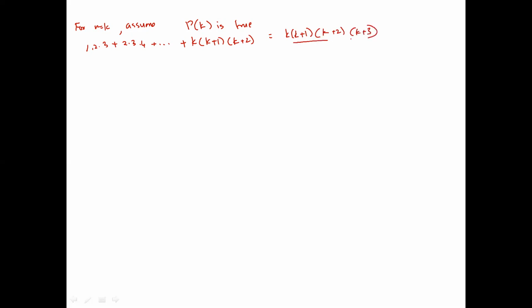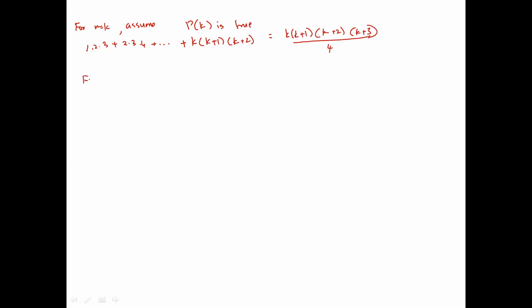Now, for n equal to k, assume that P of k is true. That means left hand side 1 into 2 into 3 plus 2 into 3 into 4, and so on, put n as k: k into k plus 1 into k plus 2, equal to the right hand side, put n equal to k: k into k plus 1 into k plus 2 into k plus 3 by 4.